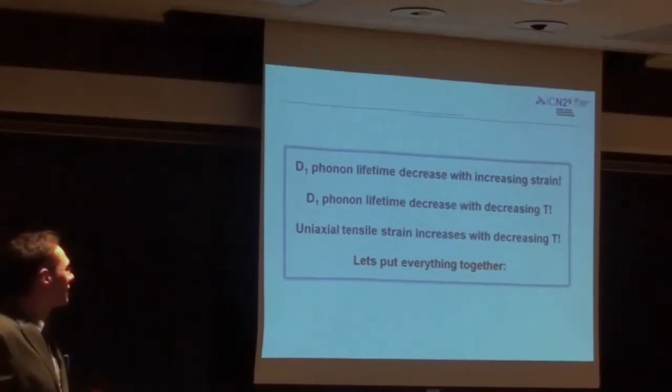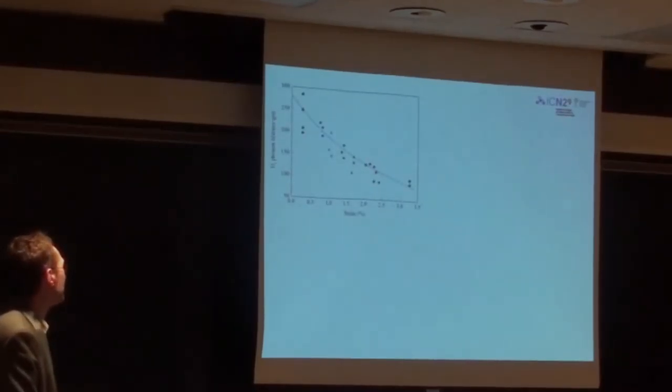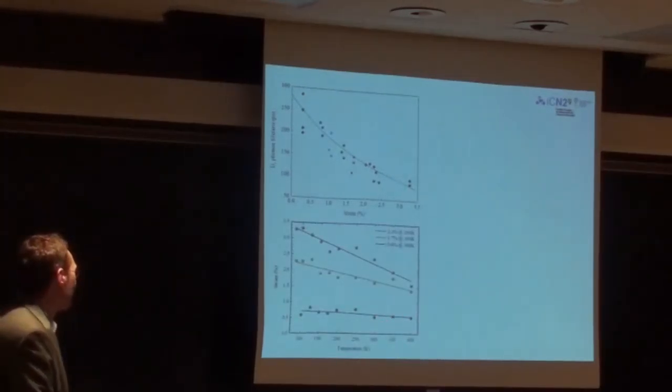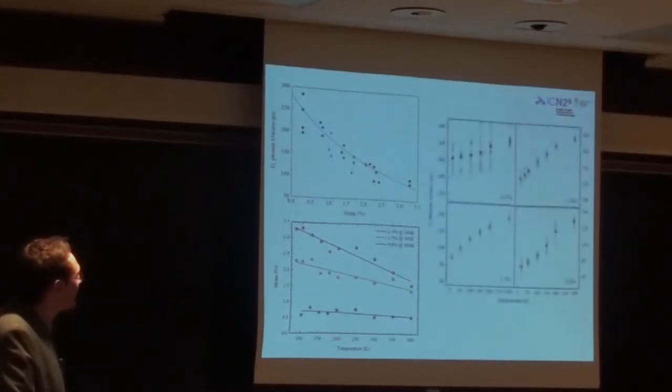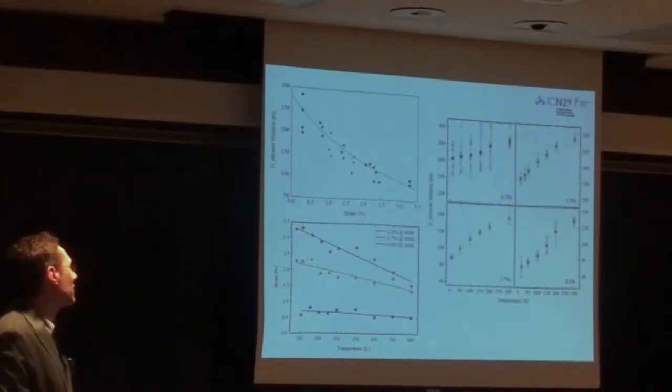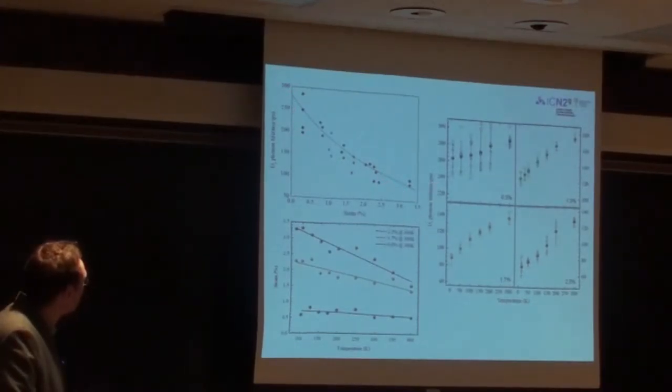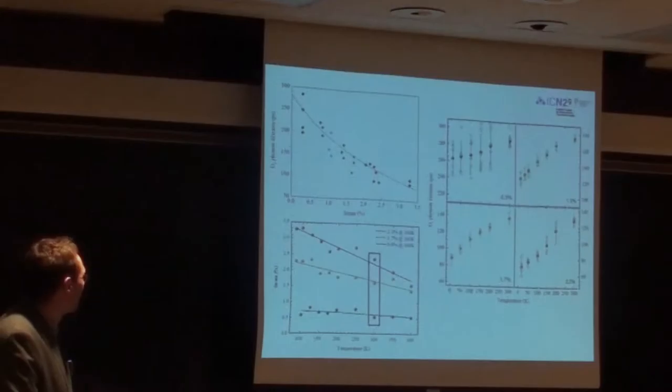So let's try to put this together. We have seen the phonon lifetime dependence as a function of strain. We have seen the increase of strain when we reduce the temperature. And we have also seen the phonon lifetime dependence as a function of temperature. So this is basically the general trend. Let me walk you through this. Let's start at room temperature. For a low strain case, that gives you a reduction in lifetime, which is also very small. And if we plot the vector in this general diagram, you get basically such a vector here.